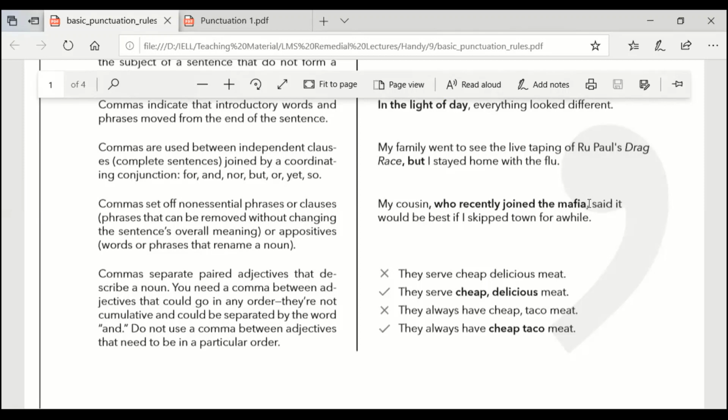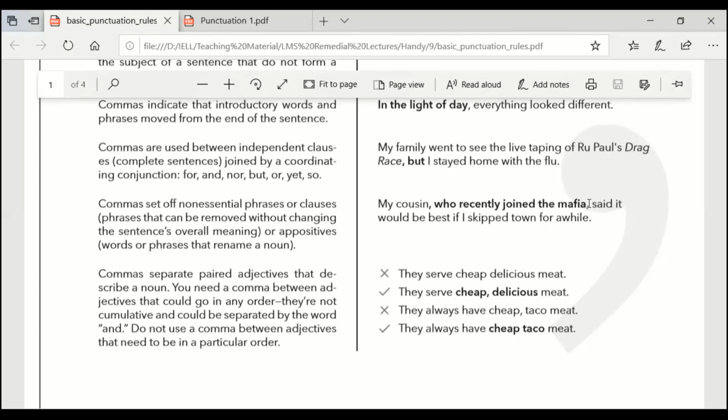Next, commas separate paired adjectives that describe a noun. You need a comma between adjectives that could go in any order, or that are commutative, that could be separated by the word and. Do not use a comma between adjectives that need to be in a particular order. Here are a few examples. The first is, they serve cheap, delicious milk. It's wrong without the comma, because here we need a comma because these are two separate adjectives, cheap and delicious.